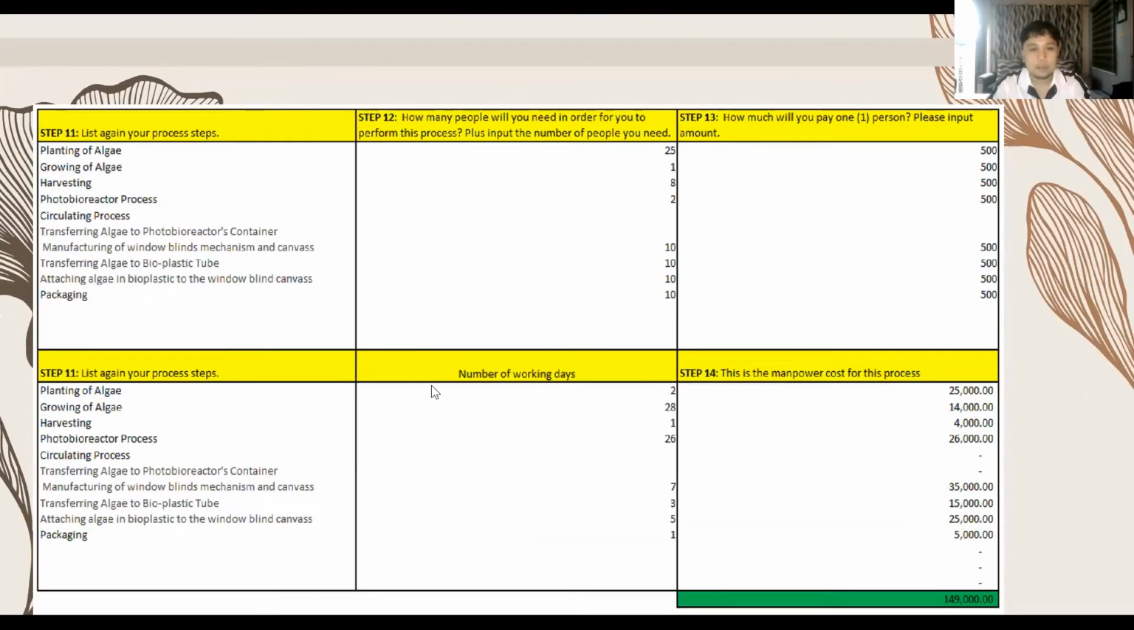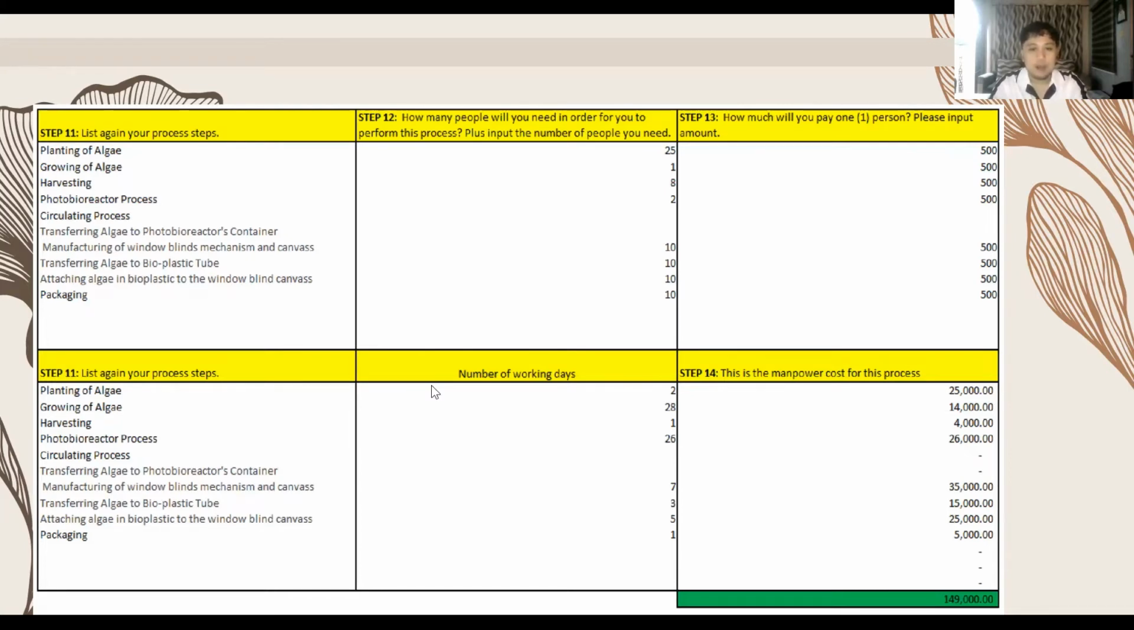For step 11, we are tasked to list again the step-by-step process that is needed in producing algae biocurtain. Step 12 shows the number of people that are involved in the process. Step 13 shows the salary of one person per day. We also indicated the number of working days for a specific worker. Step 14 shows the manpower cost for each process that is indicated.